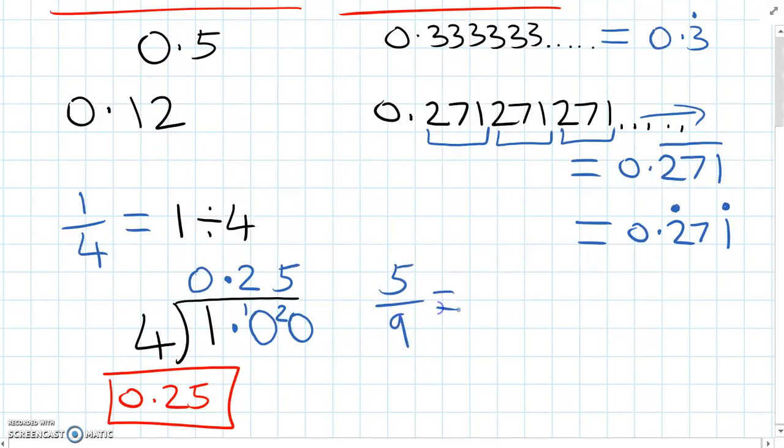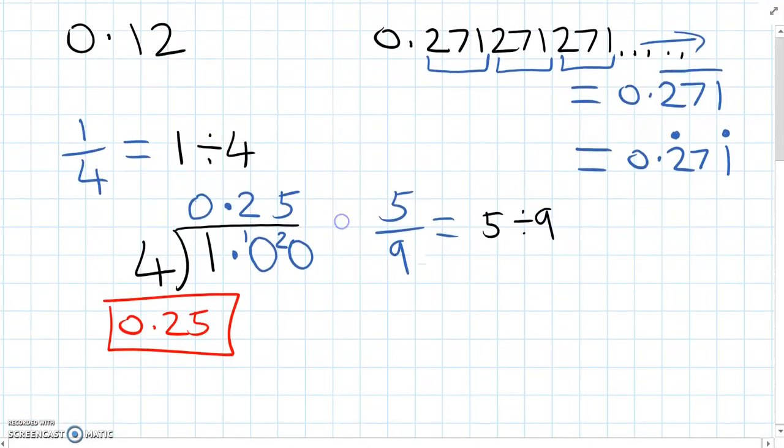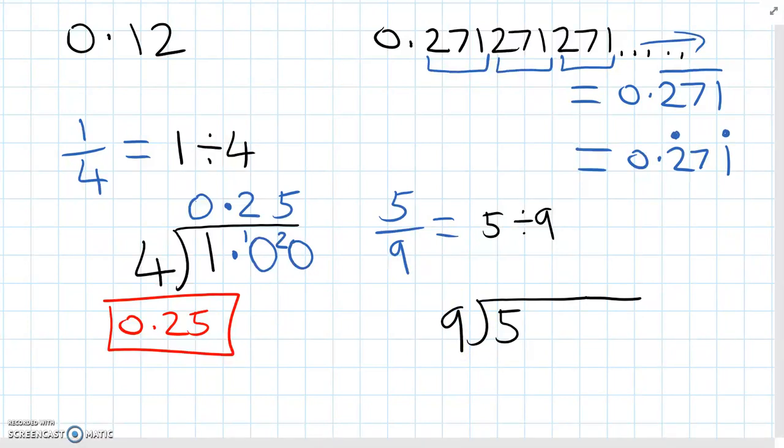5/9. So to work out if it's terminating or recurring as a decimal, we'll divide 5 by 9. Because a fraction means divide, it's the same thing. So we'll set up our short division. 5 divided by 9. 9 into 5 0 times. Carry the 5 across.